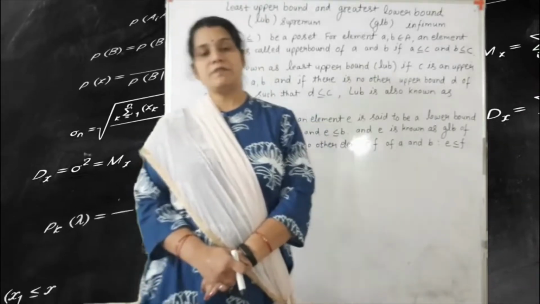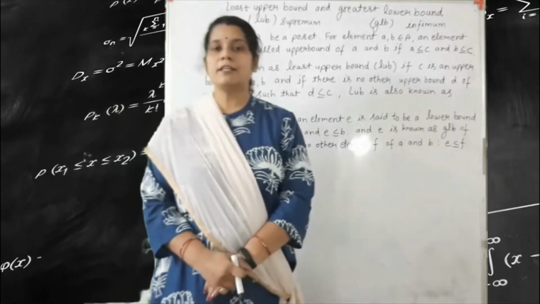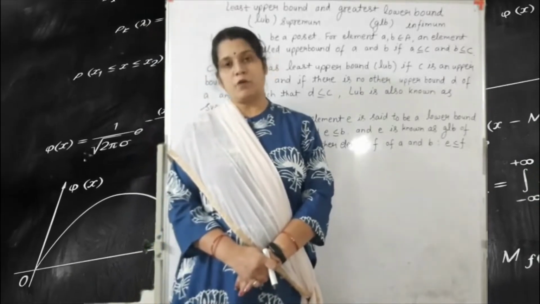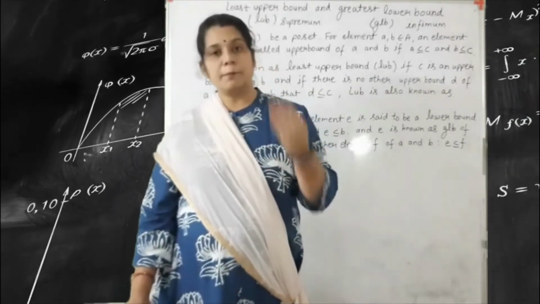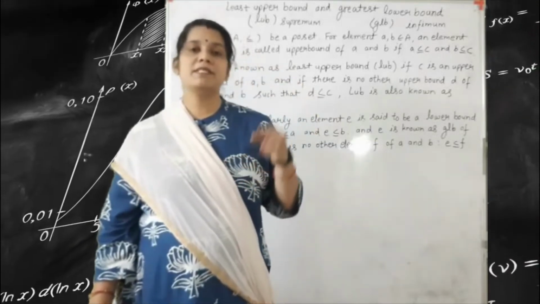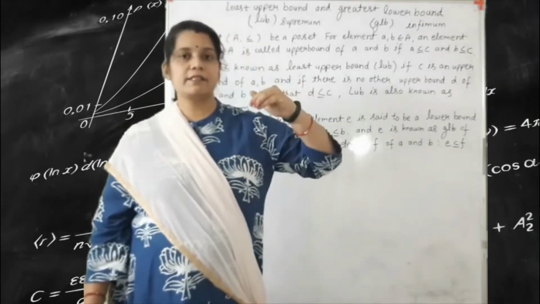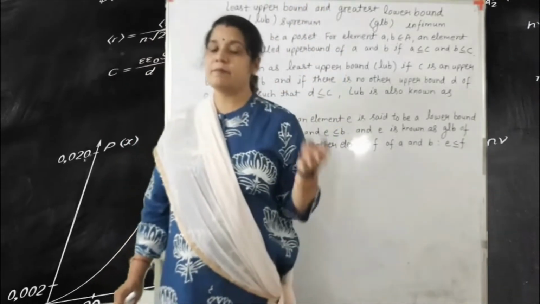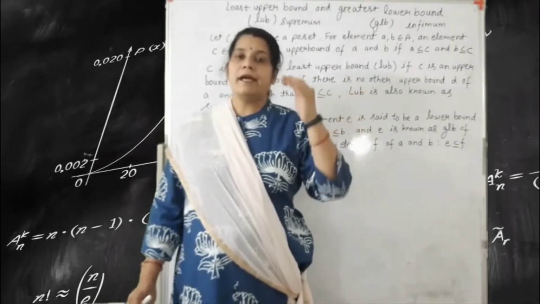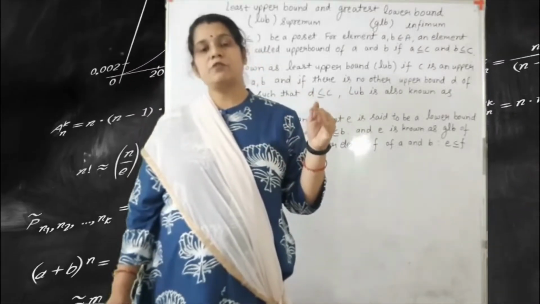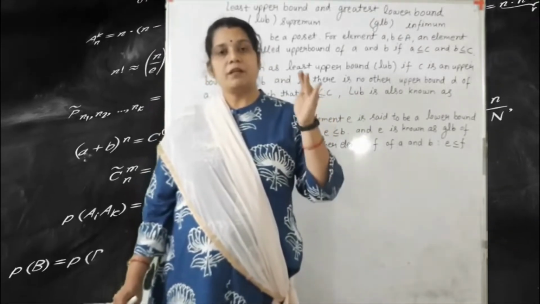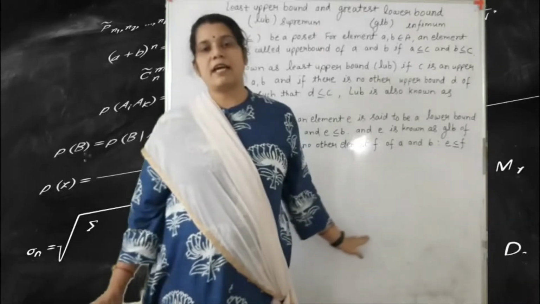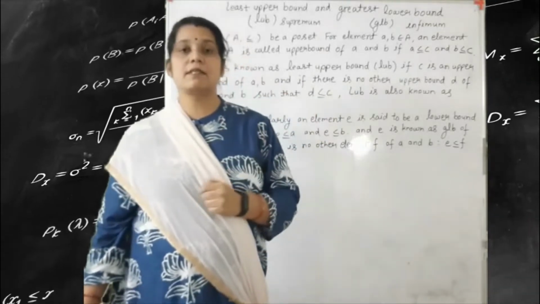In our previous lecture we have already seen the upper bound and the lower bound. What is the definition of the upper bound and the lower bound? The upper bound means all the elements related to the elements above in the Hasse diagram. And the lower bound means all the elements related to those elements which are in the Hasse diagram, we write here in the bottom side.